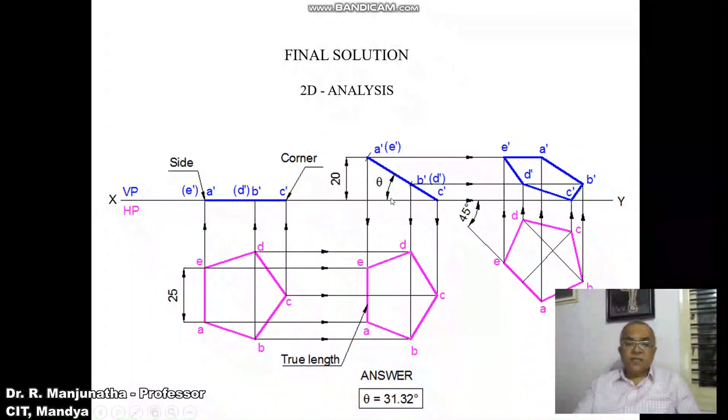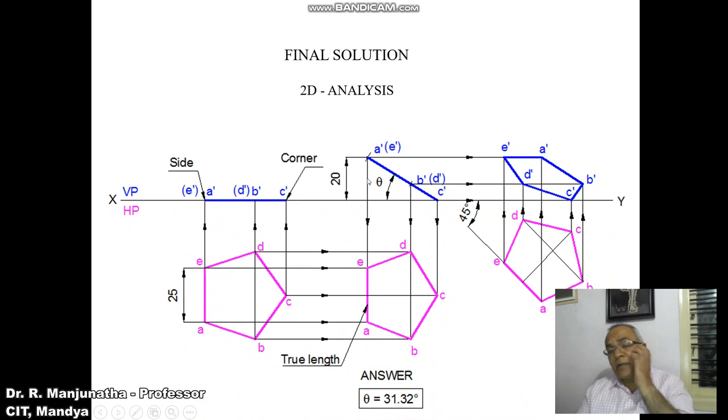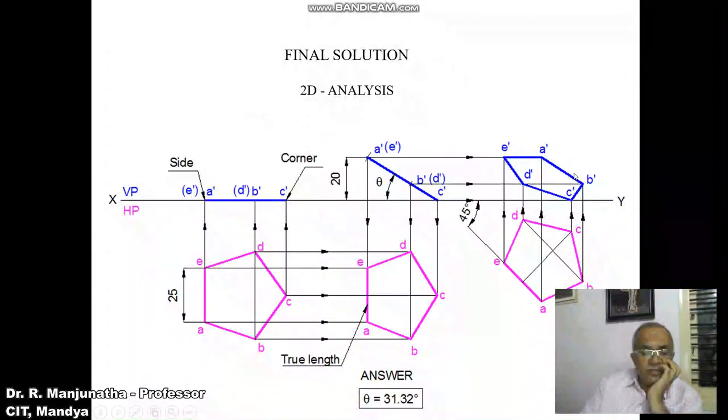And you can measure the surface inclination with respect to HP, which is theta, which will be 31 degrees when you're doing it manually. When you're doing it in computer, it will be 31.32. So here, once you get this point, the corner is resting on HP, so that corner will be this, and the side opposite the corner is above HP by 20 mm, which is the side AE. So A dash E dash is above HP by 20 mm. This is how you will be able to analyze, and this is how you will be able to draw the solution in the sketchbook.